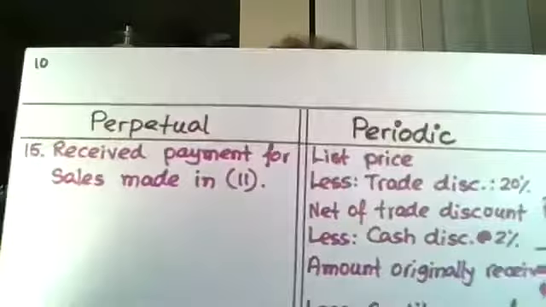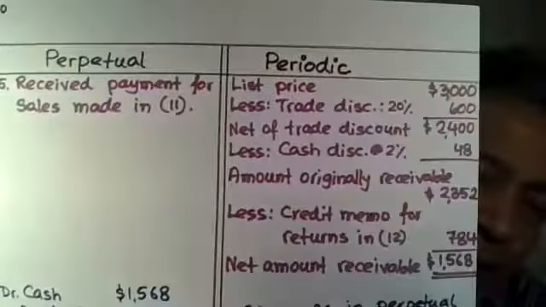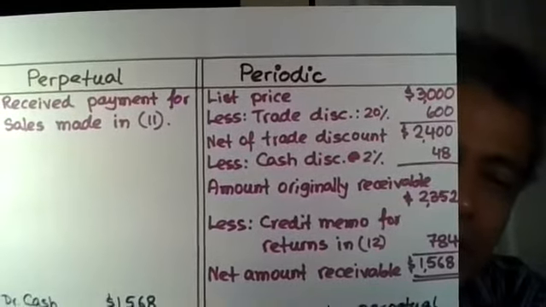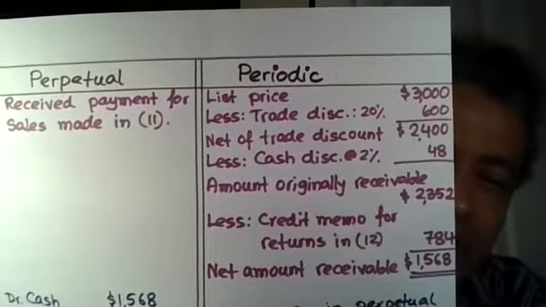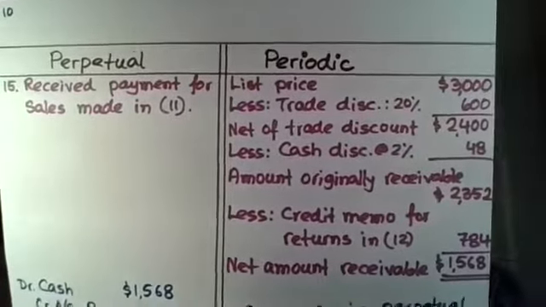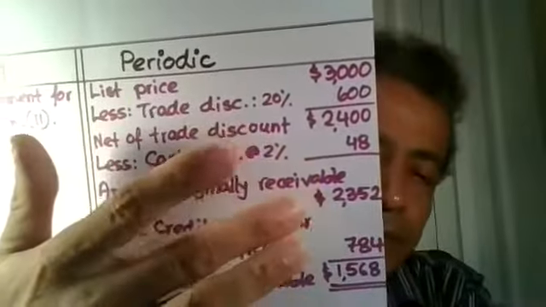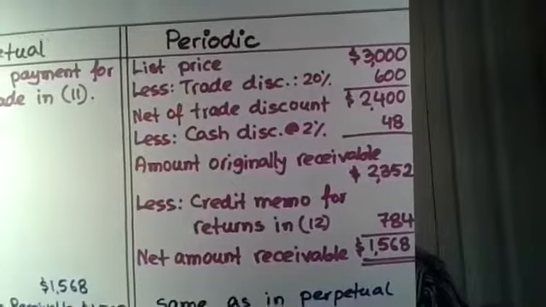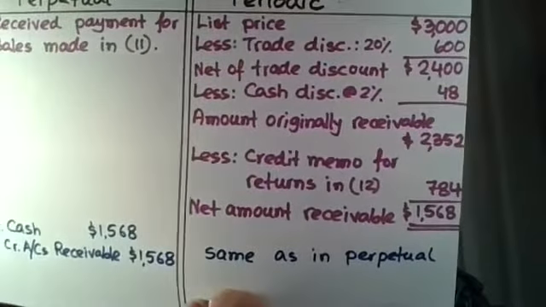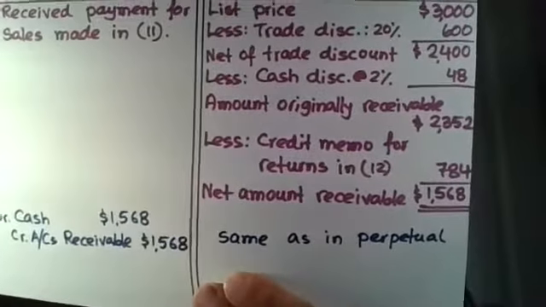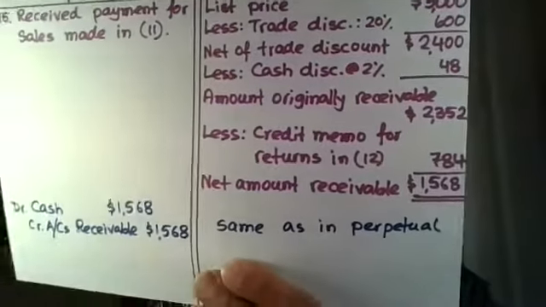It's a good thing. We're getting ready to get some payment. So your full amount is $3,000 minus trade discount 600, 2,400, minus cash discount 48. 2% is $48. Then the return goods, the credit memo for returns. So 2,352 minus the credit memo for the returns, which is 784. So the net amount receivable is 1,568.